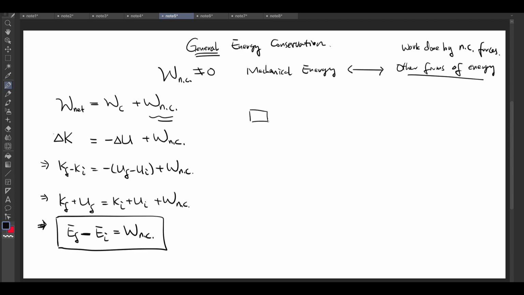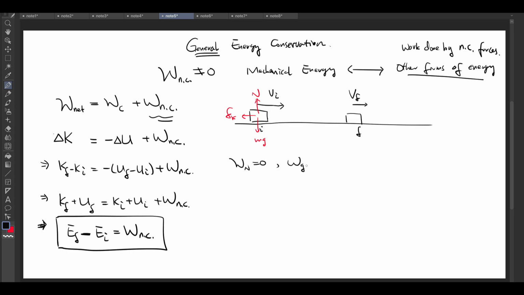Let's look at one example. Let's say there's a block sliding on the surface, and it has initial velocity V initial and final velocity V final. There are three forces acting on this object: normal force, gravity, and Fk. The work done by normal force is 0. The work done by gravity in this case is also 0. That means there's no potential energy change, so U is a constant.